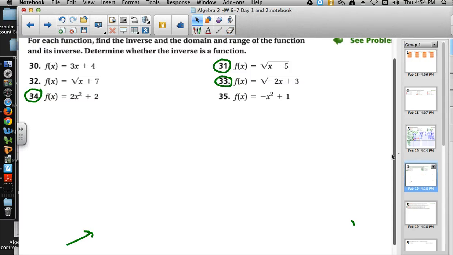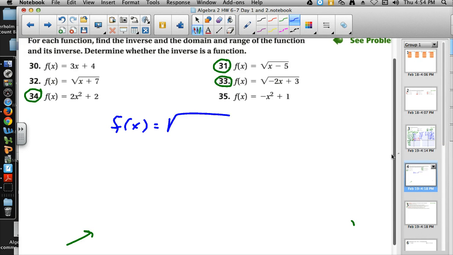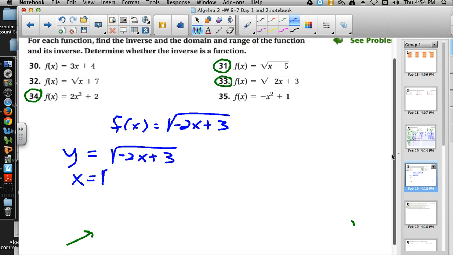Number 33. We have f of x equals the square root of negative 2x plus 3. So I want the inverse. I'm going to go ahead and switch the x and the y. Remember, f of x, g of x, that's just function notation for y.